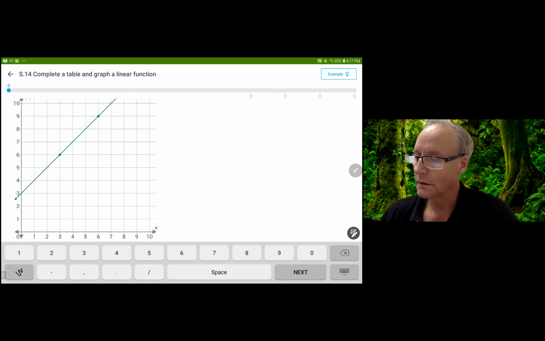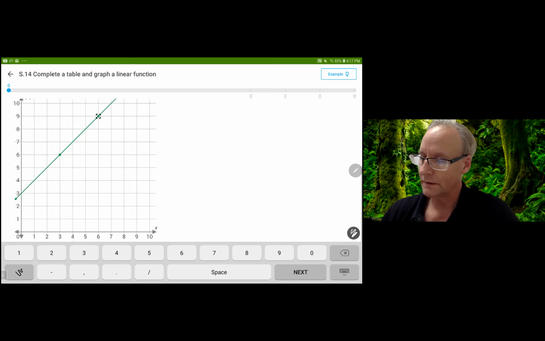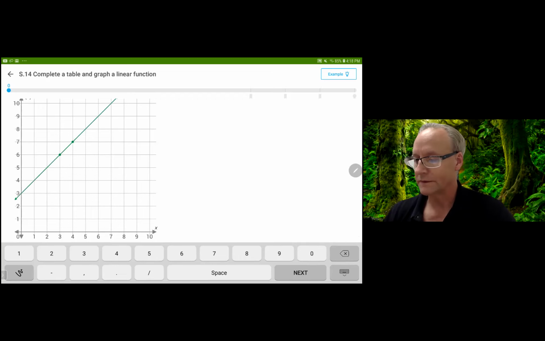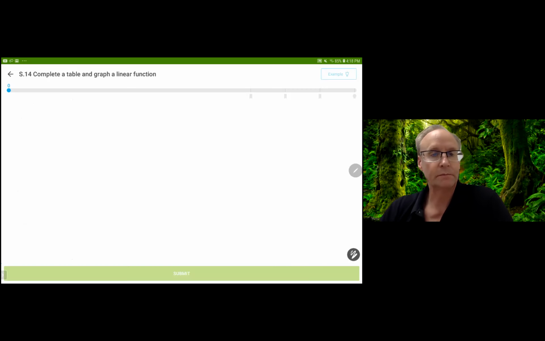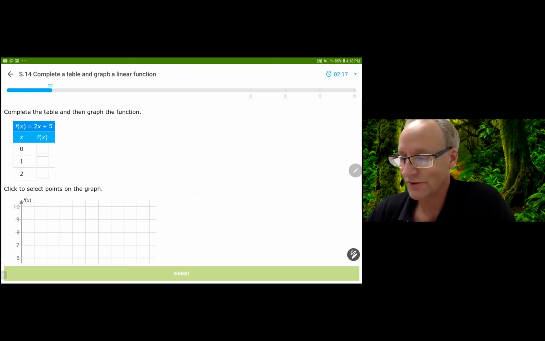And where's our submit button? I don't see it. Looks like we're done, maybe. Oh, wait. Where was it? 3, 6. There. So 3, 6, and that one, and so on. Okay, let's see what happens if I put next. So there we go, submit. Okay, so we fill in the table and then we'd graph it.